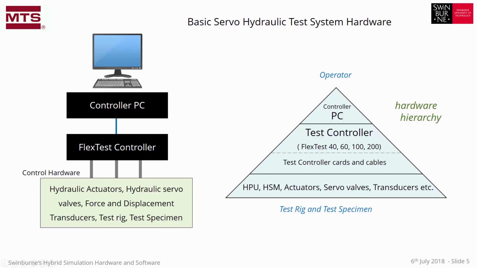Now, to be able to look at the hardware and software together, I prefer to present the diagram that we just had in a different form. I refer to it as a hardware hierarchic triangle, with the operator at the top, with the controller PC, test controller, and control hardware, and with the test specimen at the very bottom. With this diagram, I can now extend it to be able to visualize how software maps to the hardware and how they're extended to implement the various types of hybrid testing.